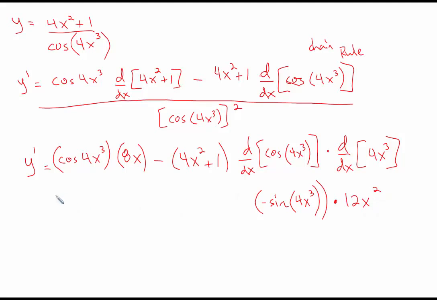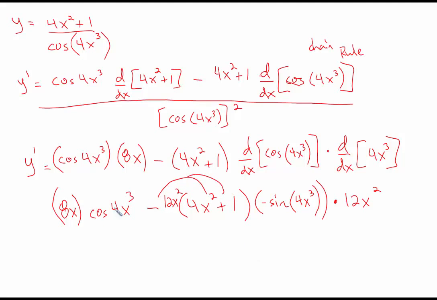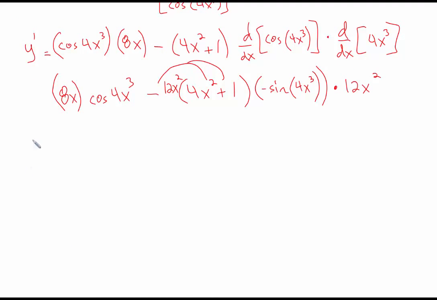And then we have, let's bring everything down, so I'll have 8x here, times cosine 4x to the third, minus, over here I have 4x squared plus 1. What I'm going to do now is I'm going to take this 12x squared, I'm going to move it over here. Then I'm going to distribute it into here. Okay, so then I will end up with y prime is equal to 8x times cosine of 4x to the third. Alright, now I'm going to distribute this minus sign to here and here.